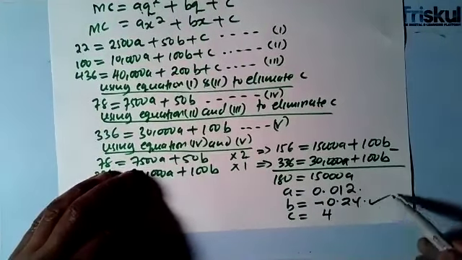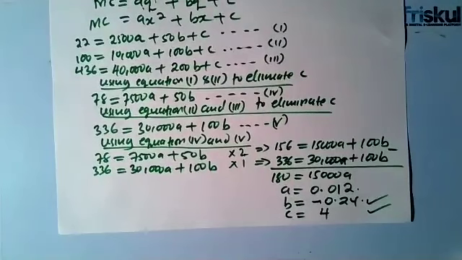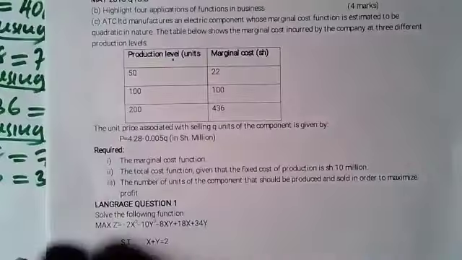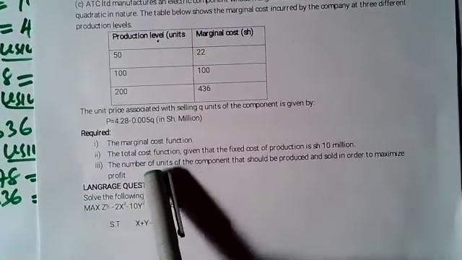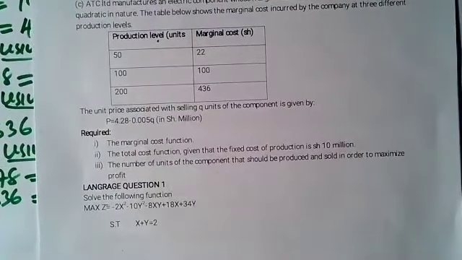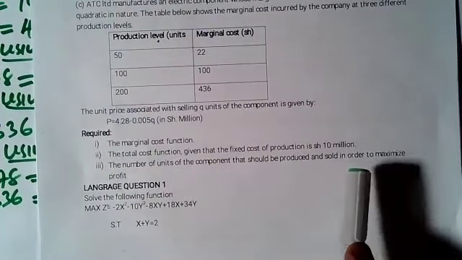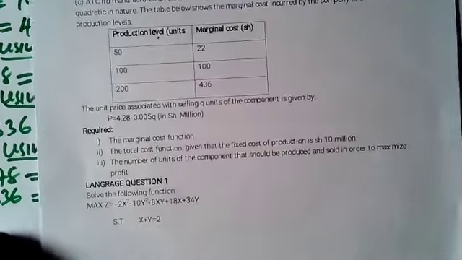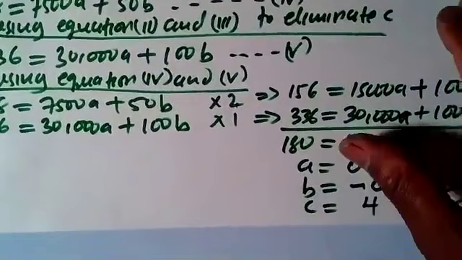So I won't show you how to equate. If you have reached Q A, that means you know the other levels. Good. So I think we are through with number 1 of the required. Number 1, they wanted the marginal cost function. Number 2, the total cost function, given that the fixed cost of production is 10. Now that one will be easy. How do you get the total cost?